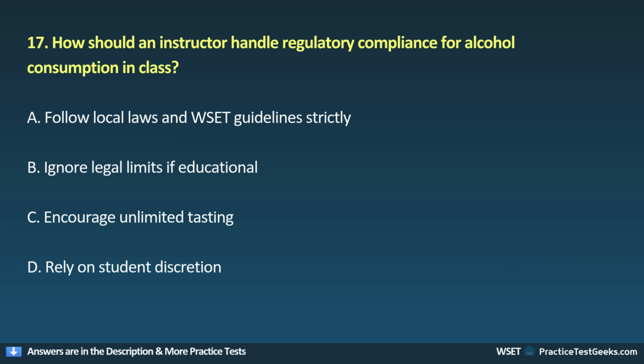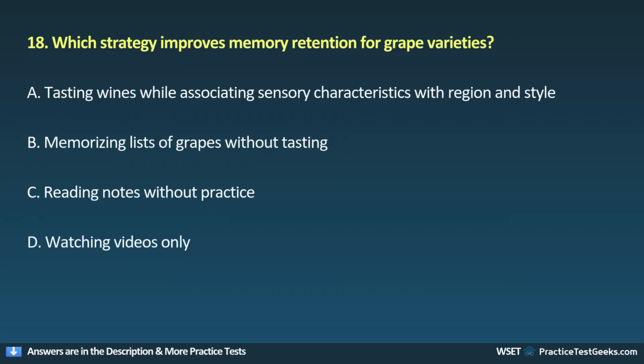17. How should an instructor handle regulatory compliance for alcohol consumption in class? A. Follow local laws and WSET guidelines strictly. B. Ignore legal limits if educational. C. Encourage unlimited tasting. D. Rely on student discretion.